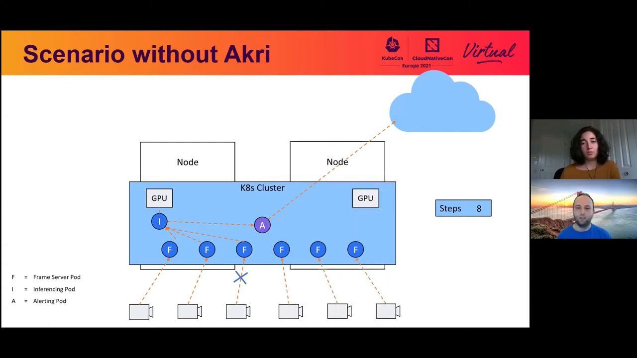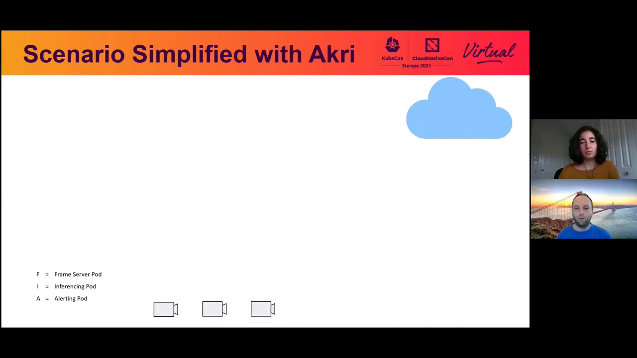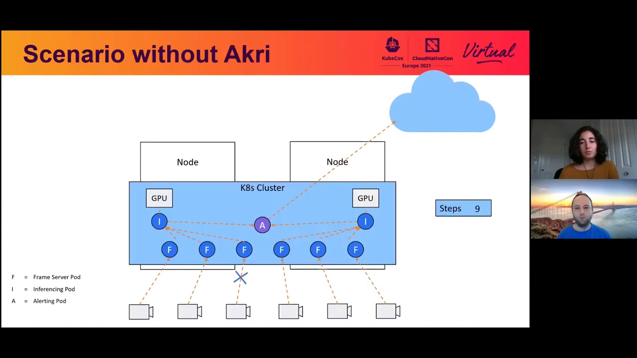Say you want to scale your cluster. Okay, you deploy a new node. You need to again go and manually deploy the inferencing pod to take advantage of the other GPU. What if any node goes down? Well, maybe you repartitioned, you will need to repartition which frame server pod goes to process on which GPU. And so there's a lot of manual steps you have to go through along the way in order to create an application that can react to changes in the physical environment surrounding the cluster.